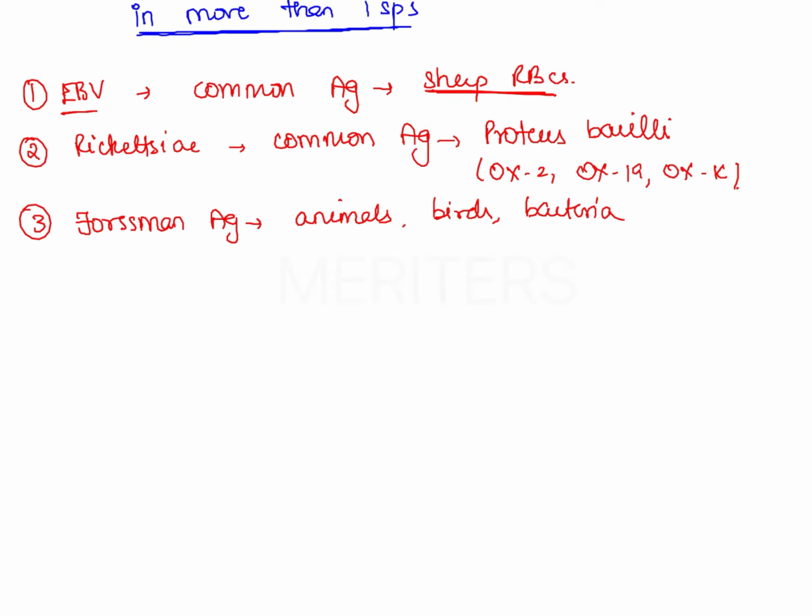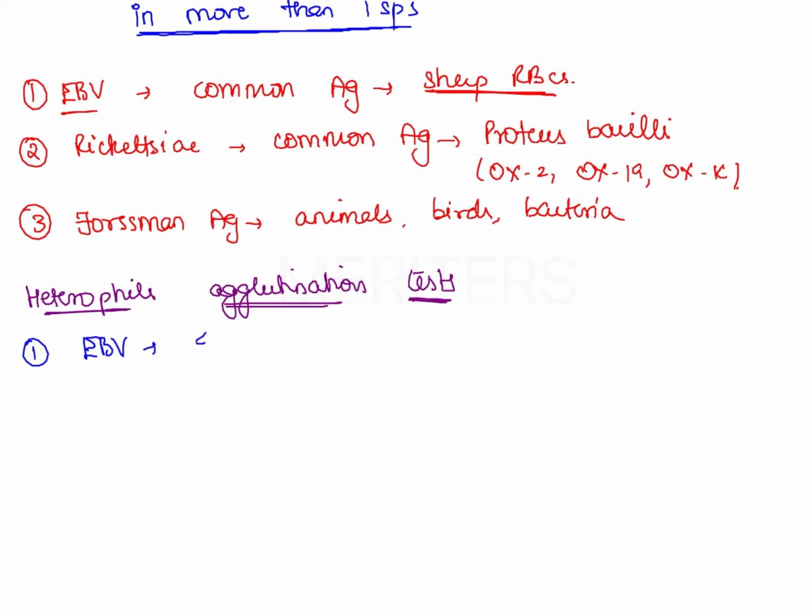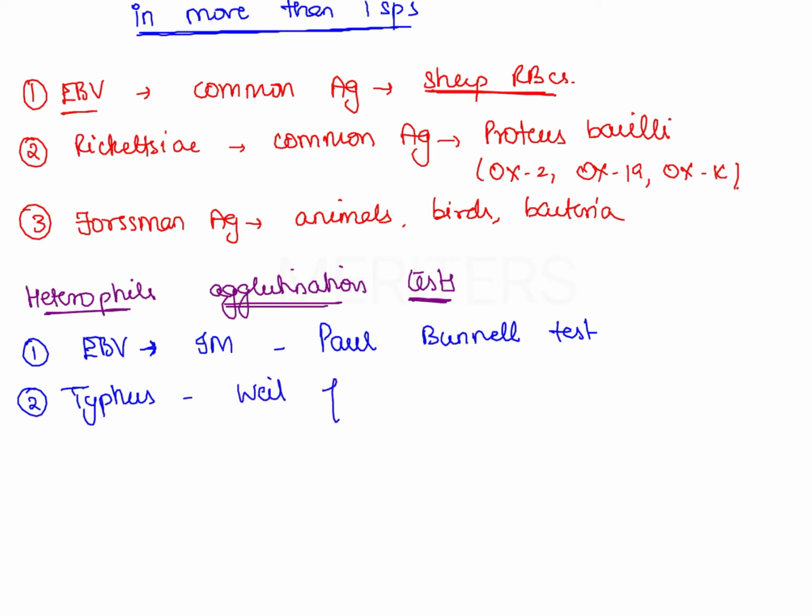And next we should know a term, that is heterophile agglutination test. It denotes the diagnostic test used to detect the presence of heterophile antibodies. Epstein-Barr virus causes infectious mononucleosis as a primary infection, and the heterophile antibodies can be detected by the Paul-Bunnell test. Next is typhus, which is caused by Rickettsia. It is the Weil-Felix test, Weil-Felix reaction, which is the heterophile agglutination test in case of typhus.